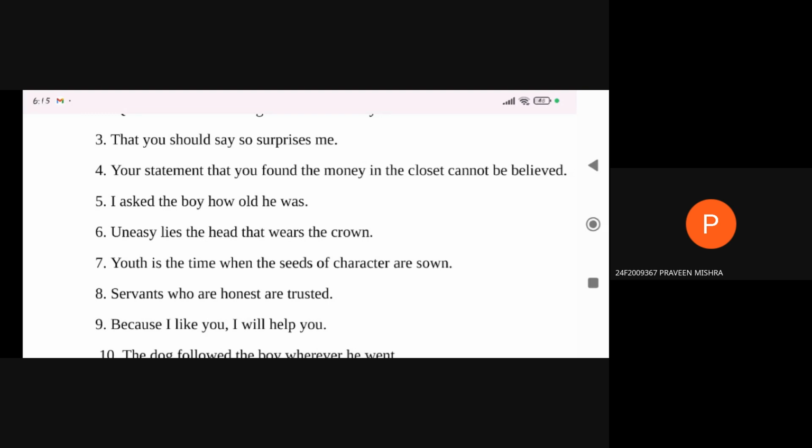Uneasy lies the head that wears the crown. That wears the crown. And this is what? The head that wears the crown. So this is basically adjective. Why? It's talking about the head, no? It's modifying the head that wears the crown. Okay. Adjective.